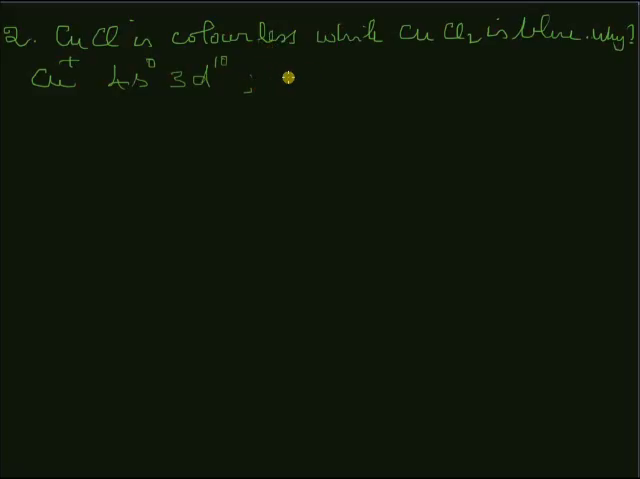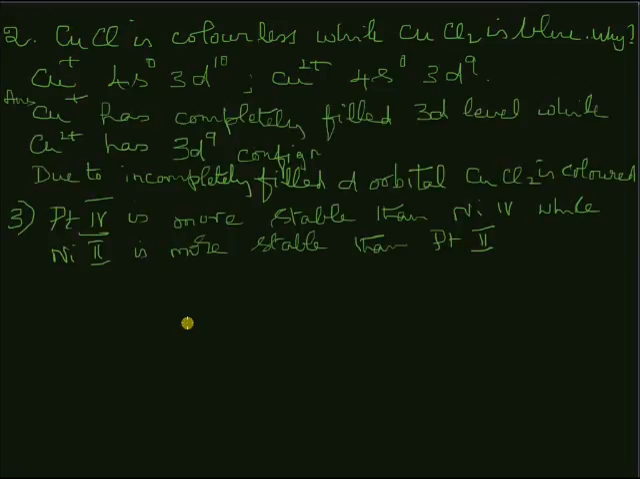While the dipositive copper in CuCl2 has the configuration 4s0 3d9. So, it is obvious that the Cu2+ has an incompletely filled d orbital and hence it is colored, while in CuCl, due to completely filled d orbital, it is colorless. You can write down the answer as I am going to give you now.